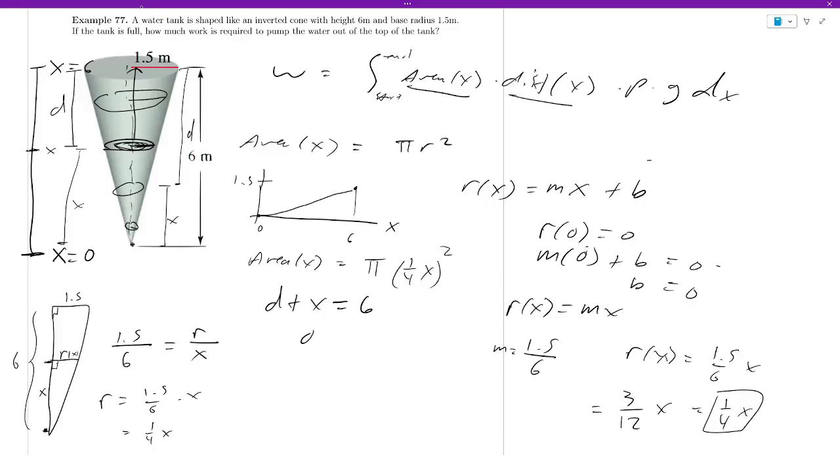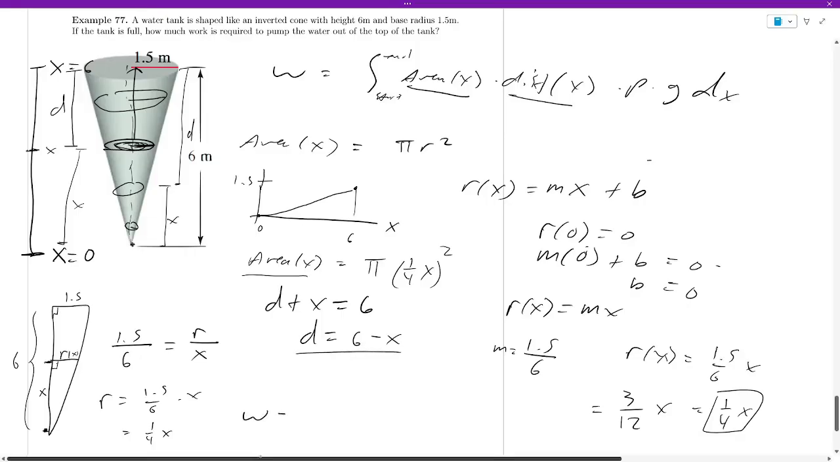But now I'm happy because I can solve, right? What's the distance that the slice at position x has to move? It's 6 minus x. Nice. So now we have our area function. We have our distance function. That's pretty much all we need to plug in to our integral. So the area is pi times 1/4 x squared. The distance function is 6 minus x. And then we have rho and g hanging out, and we have dx.